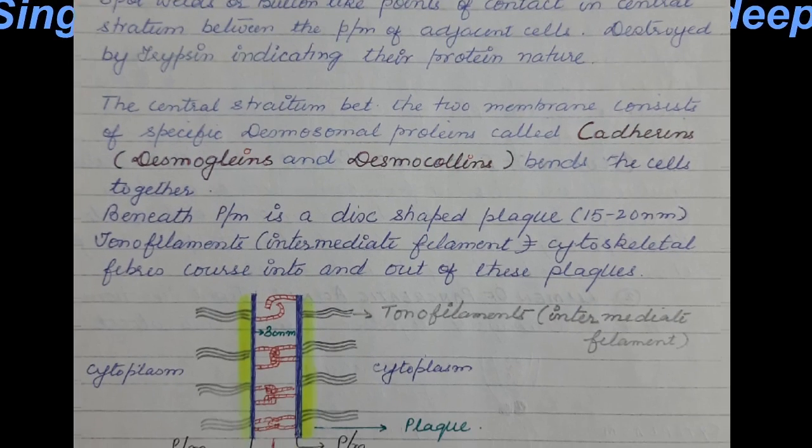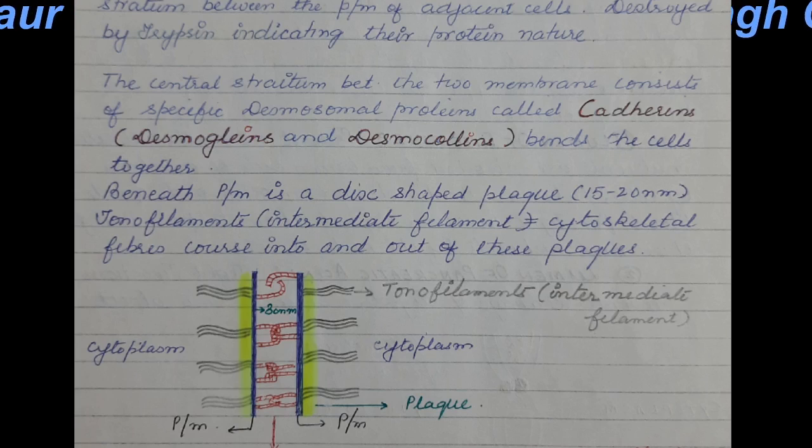You just see this diagram. Beneath the plasma membrane is a disc-shaped plaque of around 20 to 50 nanometers in thickness. Some filaments, which are also called intermediate filaments or tonofilaments, which act as cytoskeletal elements, arise out of these plaques. You can see in the diagram that the plaques are depicted in yellow color, whereas in gray color you see the tonofilaments, which are intermediate filaments.